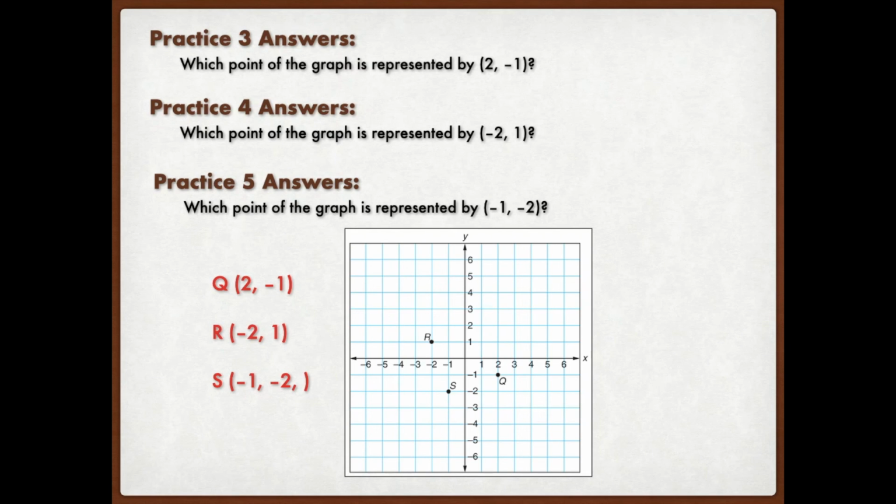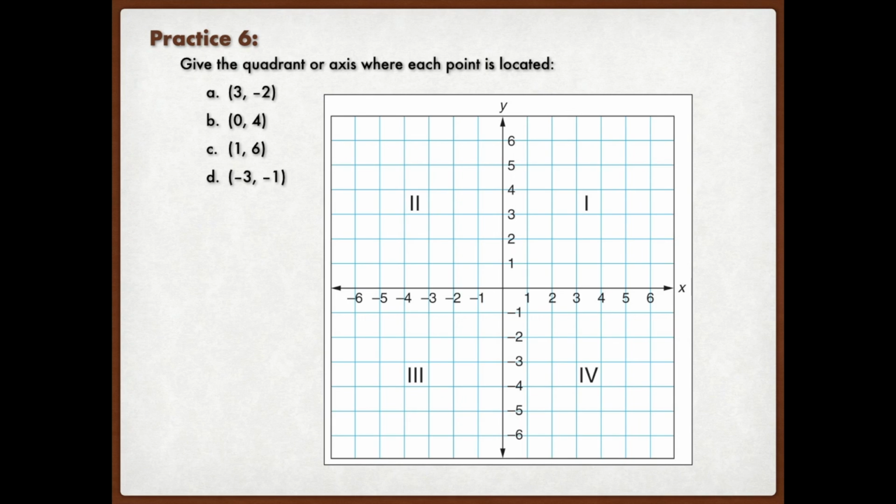Now let's try practice number 6. What quadrant would each of these fall under? So go ahead, let's pause this and let's write down what quadrant or perhaps axis this would be located on. Okay, let's go ahead and check our answers after you're done.